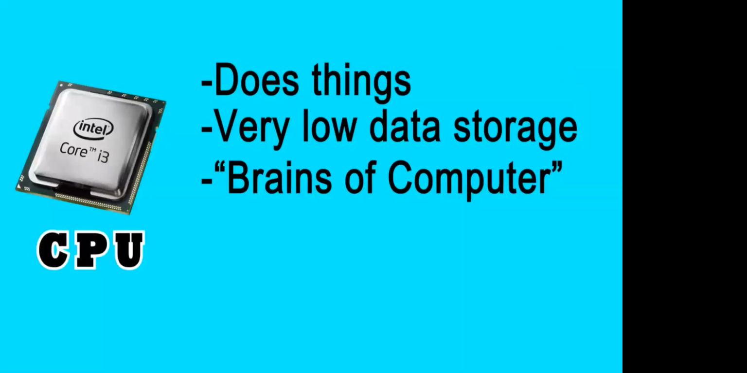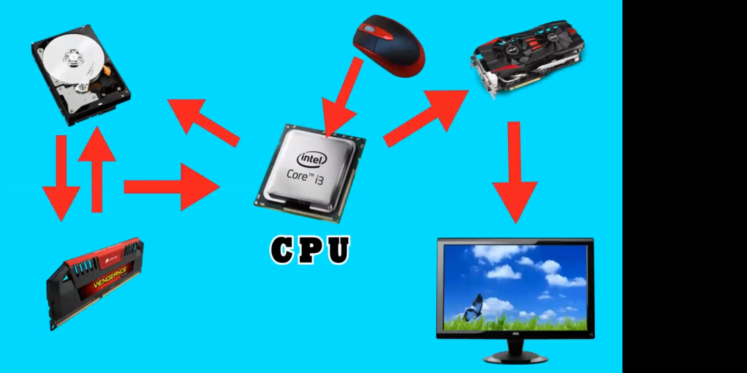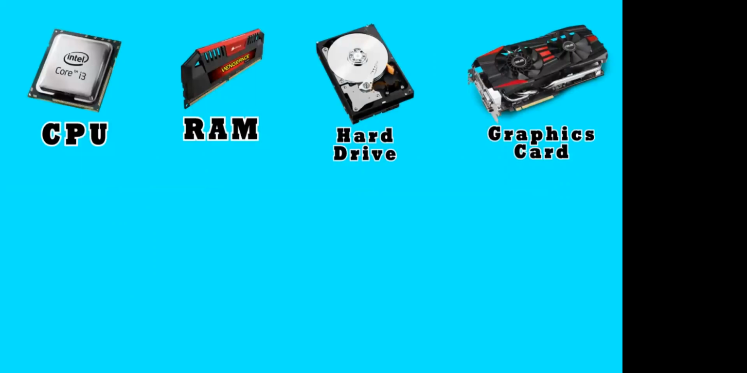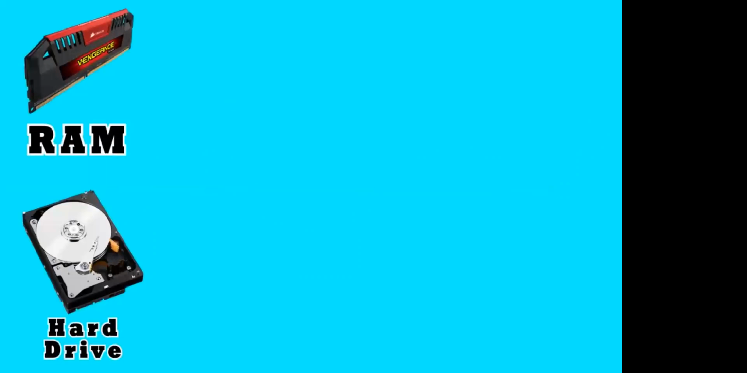I personally don't like this description because really your entire computer is just a brain. It's just the center part of your computer. Basically everything that happens in your computer goes through your CPU at some point. Now let's talk about RAM and hard drive at the same time because they have a very unique relationship, which is probably why people often confuse the two.